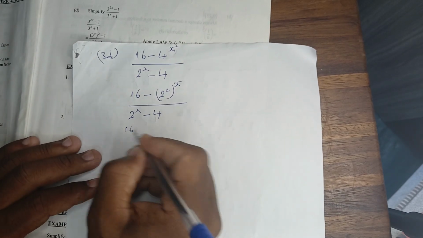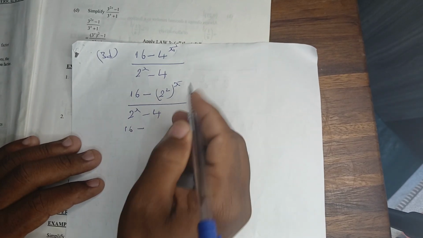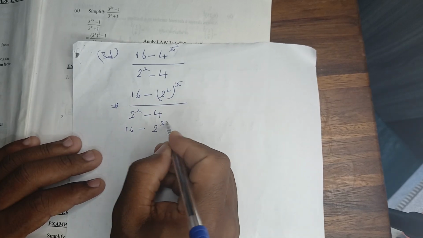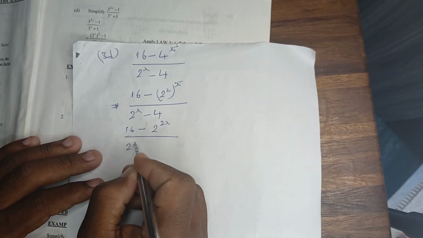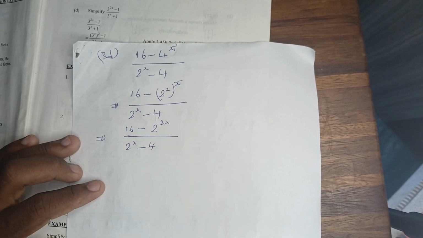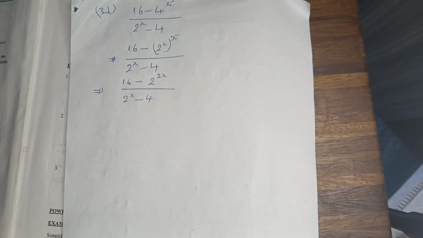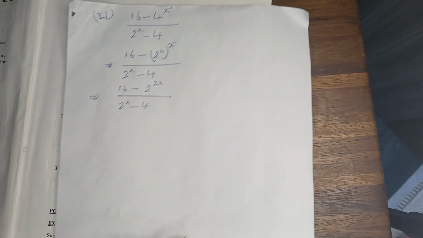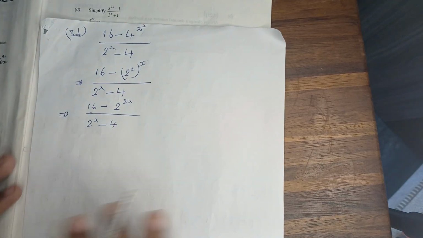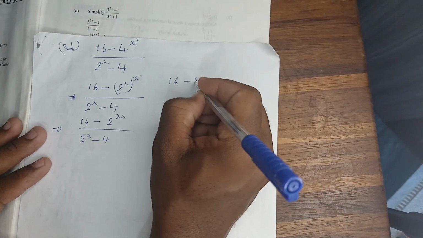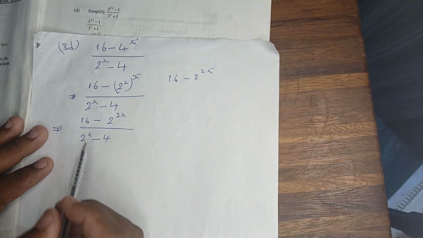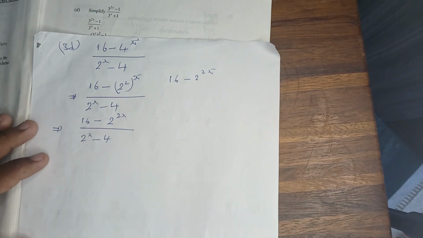So it's going to be 16 minus 2 times x. I bring down the base. It's going to be 2 to the x divided by 2 to the x minus 4, like this. Then from there we are going to factorize again. I'm going to factorize this part here. Since it is a difference of 2 squares again, it's going to be 16 minus 2 to the exponent 2x, like this.